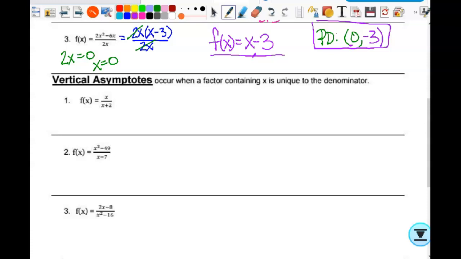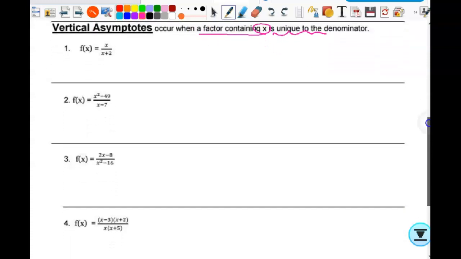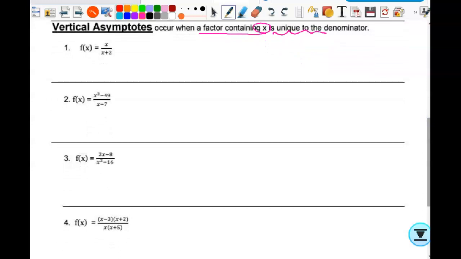What questions you got? All right. Let's look at vertical asymptotes. These are not new either. They occur when a factor containing x is unique to the denominator. That means you have to try to reduce it first. Okay? So when I look at number 1, can I reduce it? No, can't factor, can't do anything, right?